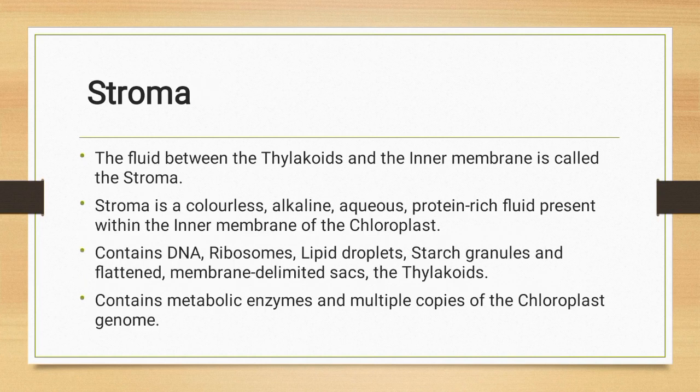The next is stroma. The fluid between the thylakoids and the inner membrane of the chloroplast is called the stroma. Stroma is a colorless, alkaline, aqueous, protein-rich fluid present within the inner membrane of the chloroplast. Stroma also contains the DNA, ribosome, lipid droplets, starch granules, and flattened membrane delimited sacs, the thylakoids. Stroma also contains metabolic enzymes and multiple copies of the chloroplast genome.